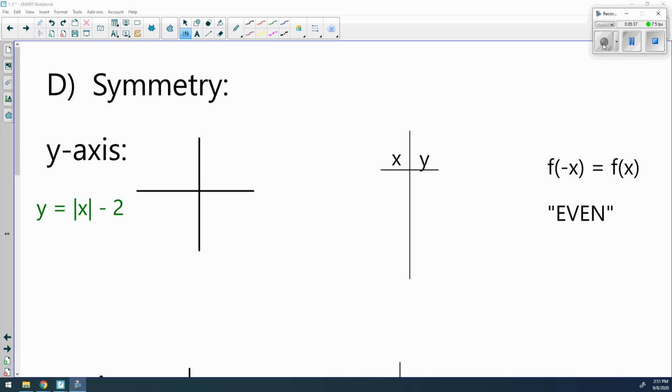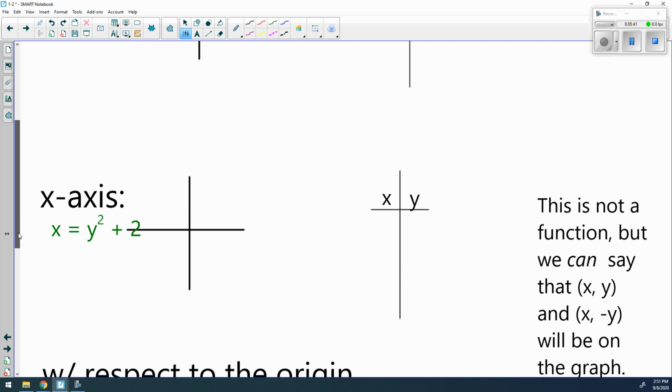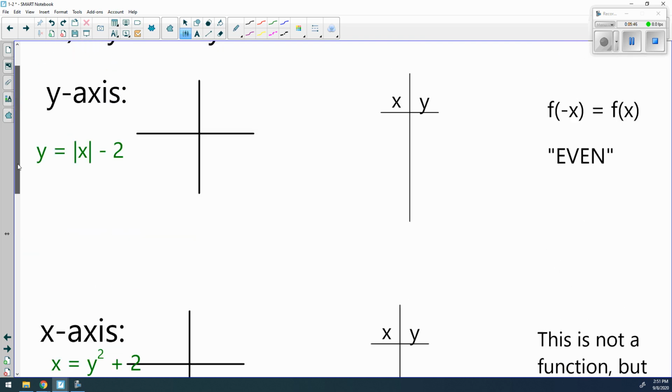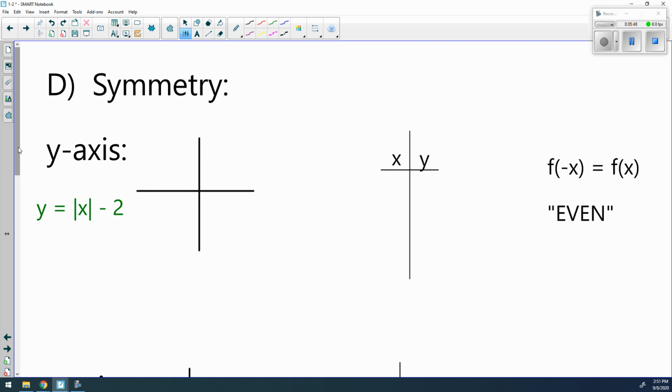So with symmetry, there are 3 types of symmetry. There's y-axis symmetry, x-axis symmetry, and then symmetry with respect to the origin. I'm going to take a minute and fill in a table of values for this function. My function being y equals the absolute value of x minus 2. I'm going to fill in values for -2 to +2, 1 and 2.